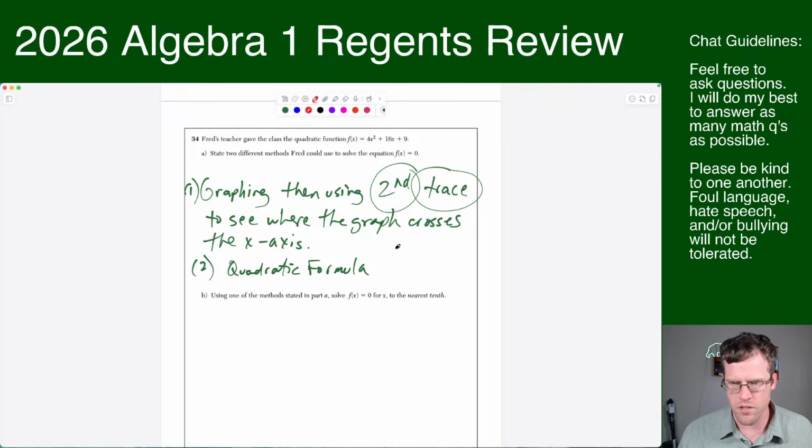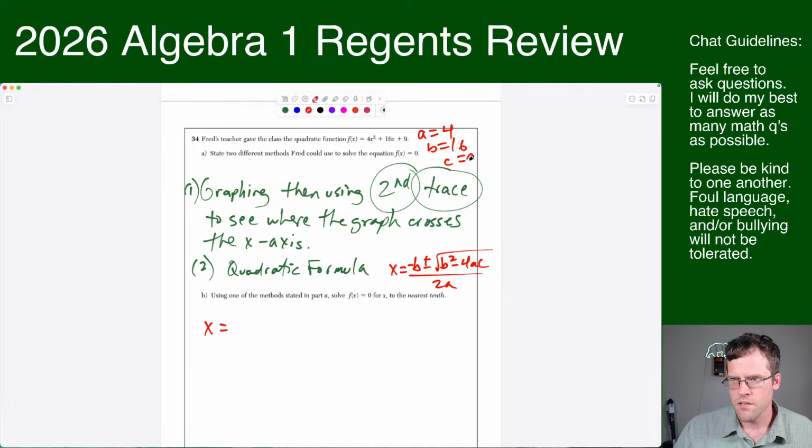So quadratic formula is on the reference page: x equals negative b plus or minus square root b squared minus 4ac all over 2a. So here, x equals negative, our a value is 4, b value is 16, c value is 9. So I'd have negative b, so negative 16 plus or minus the square root of b squared, which is 16 squared, minus 4 times a, which is 4, times c, which is 9, and then all over 2 times a, which is 4.